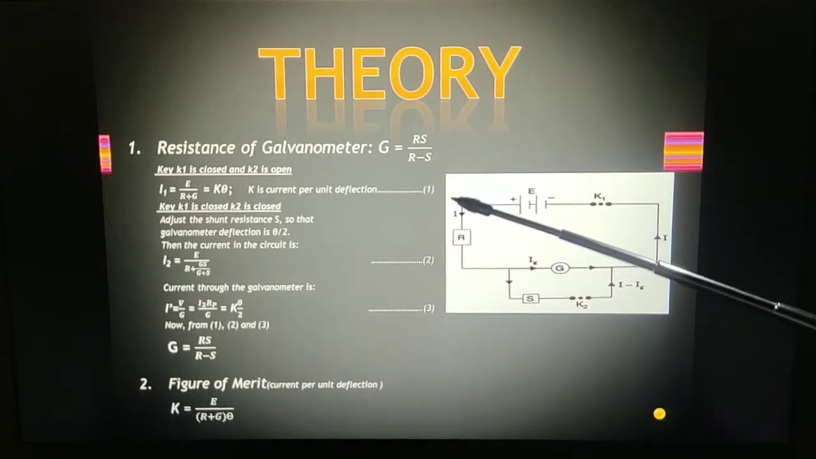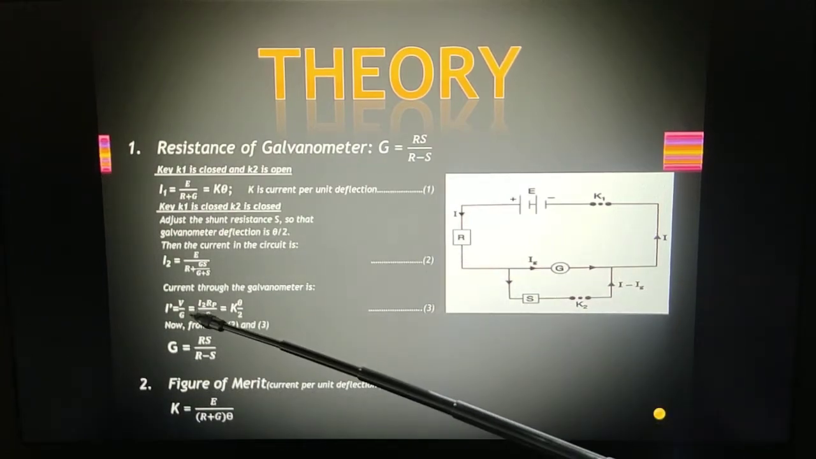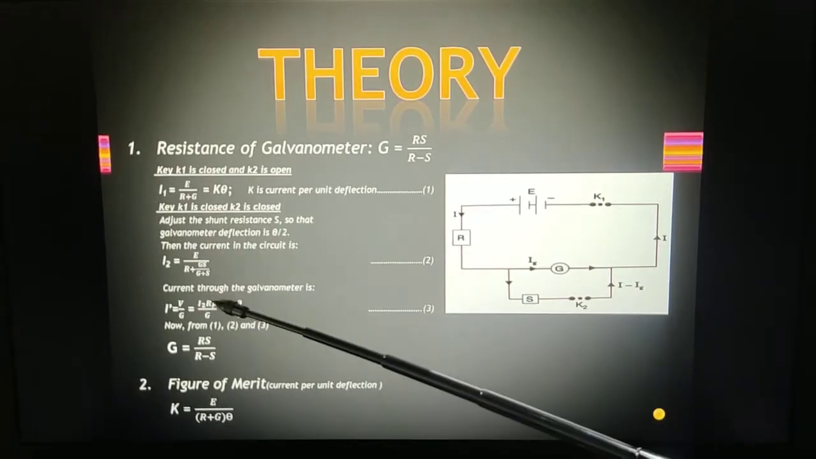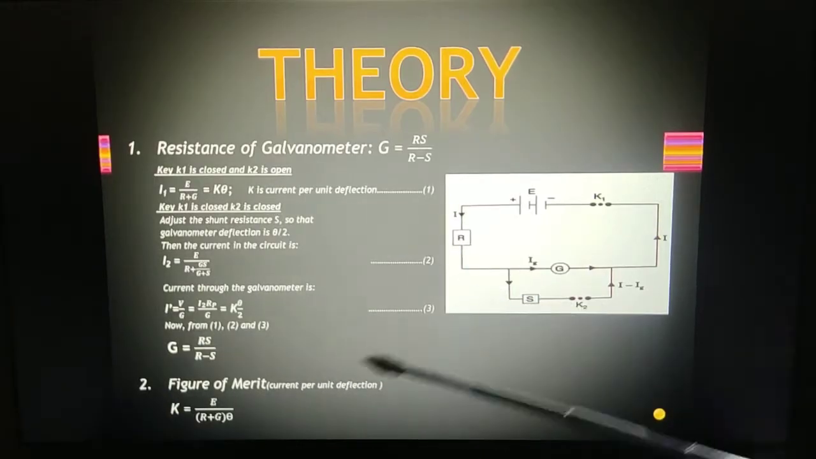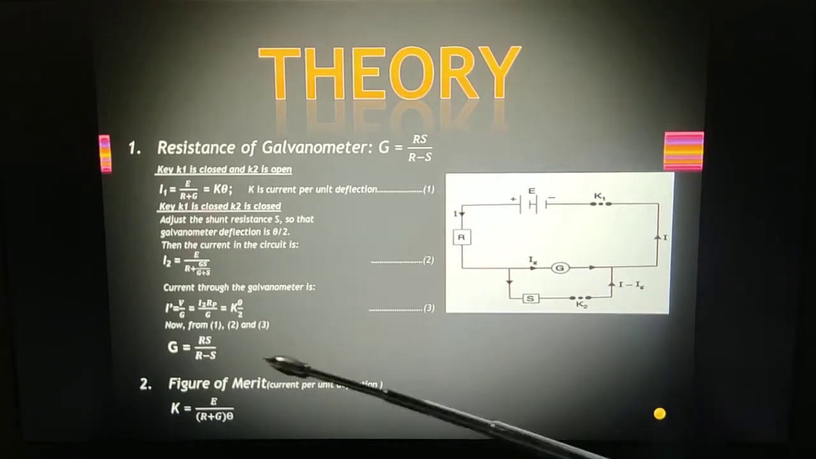Now from equations 1 and 3 you see that I1 is related to I dash. Then substituting for I2 from this equation and RP as GS divided by G plus S, we can simplify and get G equal to RS divided by R minus S.